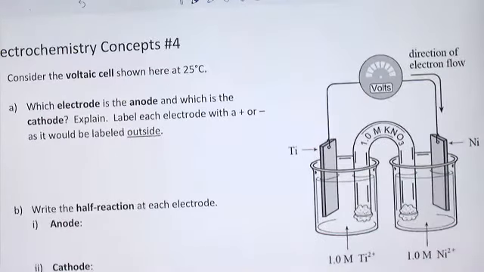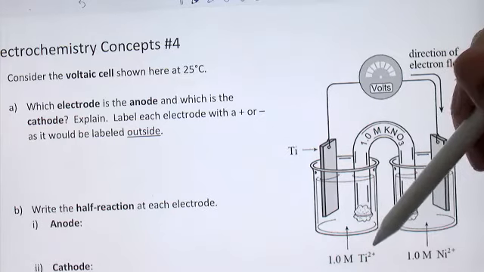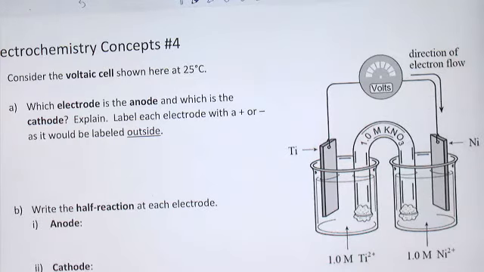All right, so we've got this voltaic cell. I see titanium, I see nickel, 1 molar titanium, 1 molar nickel. This is the standard cell, right? Which electrode is the anode and which is the cathode? So you might be looking at your chart in your book, but titanium's not on our chart, is it? Doesn't look like it, but it shows us the electron flow. Why does that help me?